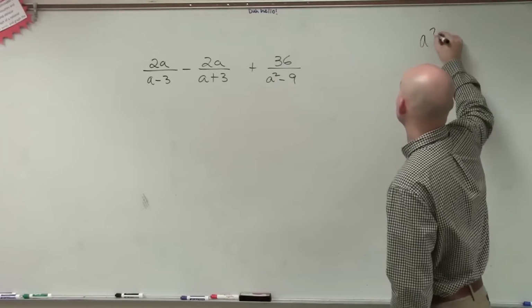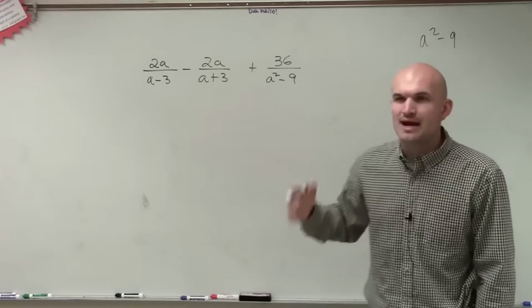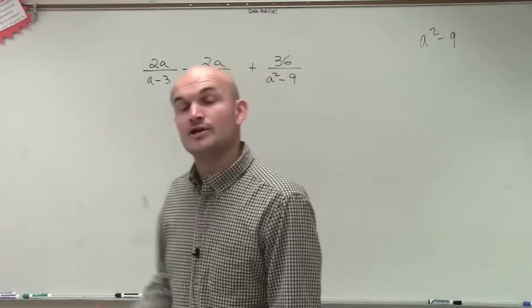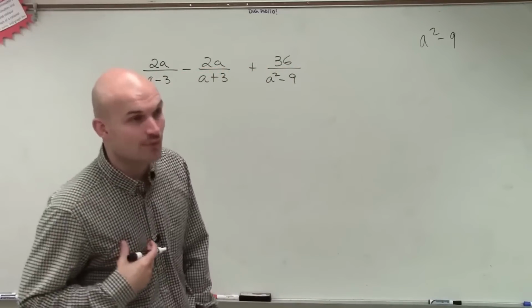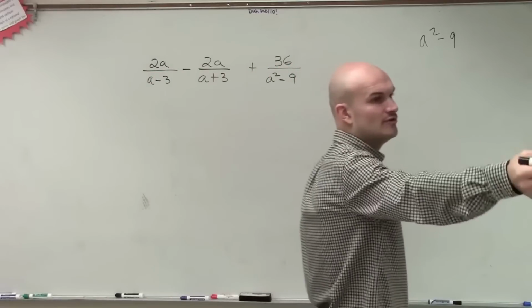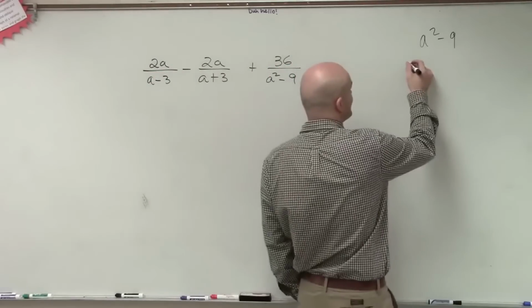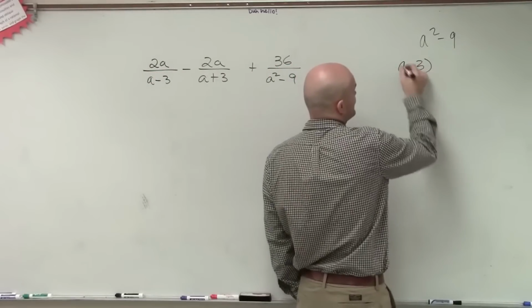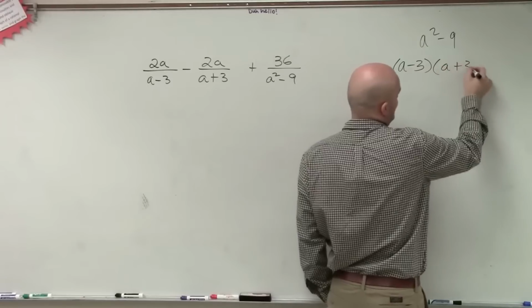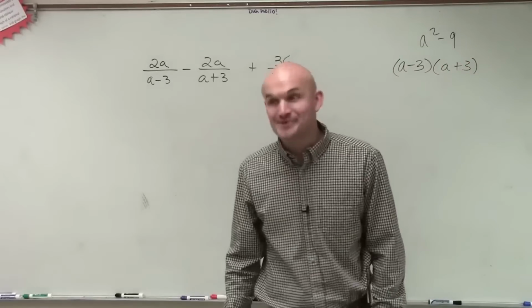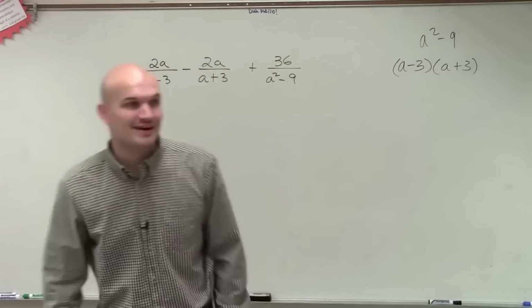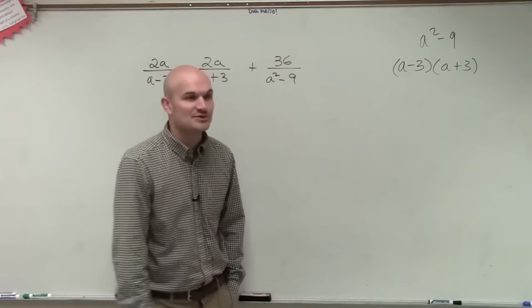So I write this down as a squared minus 9. I say, all right, how can I factor that down further? But I know that this is a difference of two squares. So Alex, if you want to move back to the other seat if you need, we can factor this down to a minus 3 times a plus 3. Because we've been doing a lot of factoring practice, right? Yeah. So we're very, very familiar with the difference of two squares.